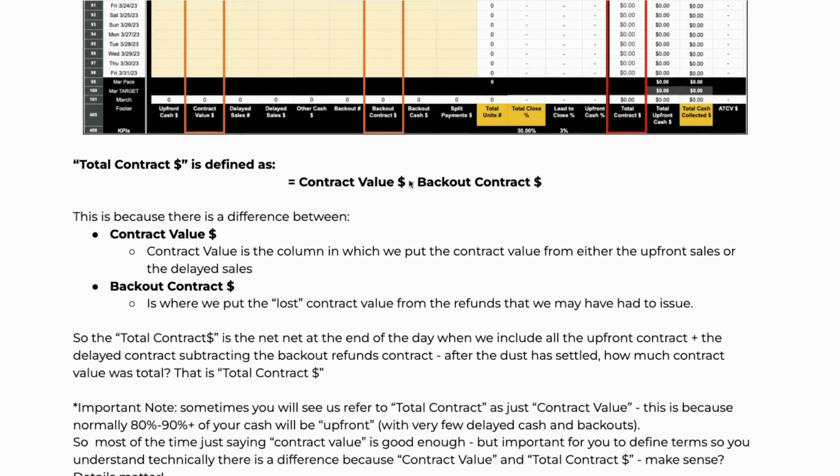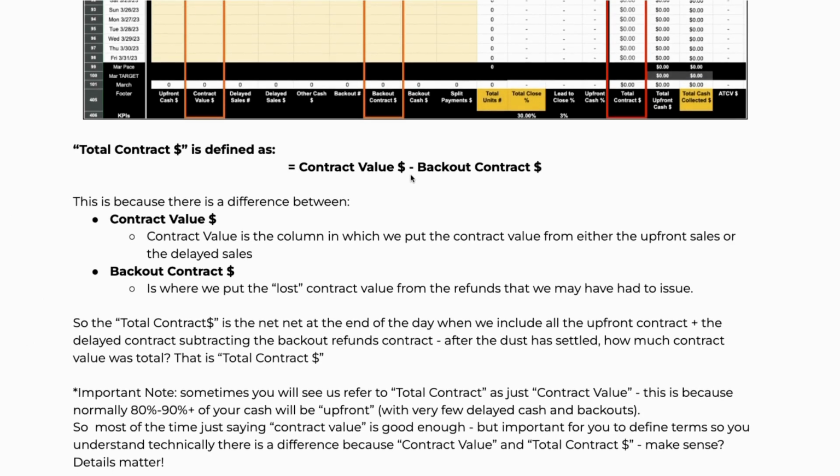And this is the reason why we say that total contract is net at the end of the day. What is the upfront contract plus the delayed contract, subtracting the back out contract? After the dust has settled, what is the total of all the contracts that we have, including the upfront and the AR? All of that is contract. That is what is considered total contract.